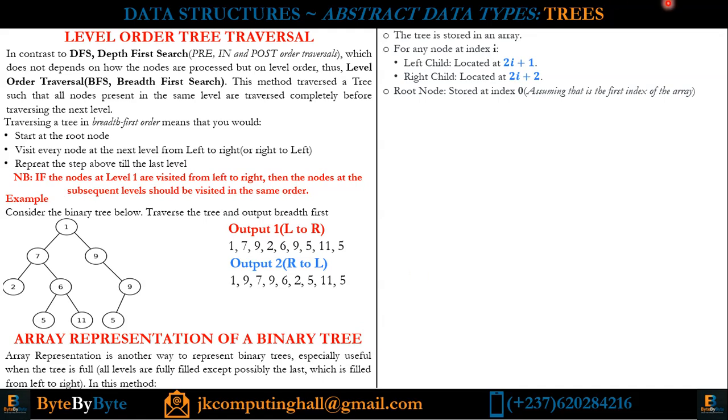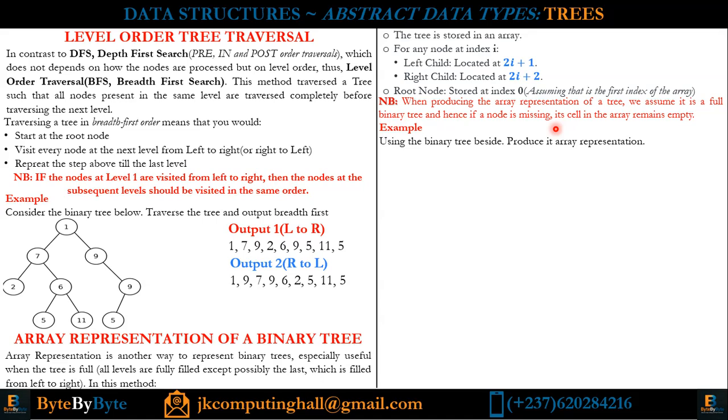You need to know: the left child is 2i plus 1, the right child is 2i plus 2. Now we move on. When producing the array representation of a tree, we assume it is a full binary tree, and hence if a node is missing, its cell in the array remains empty. Example: using the binary tree beside, that is this one, produce its array representation. So this is what we have.